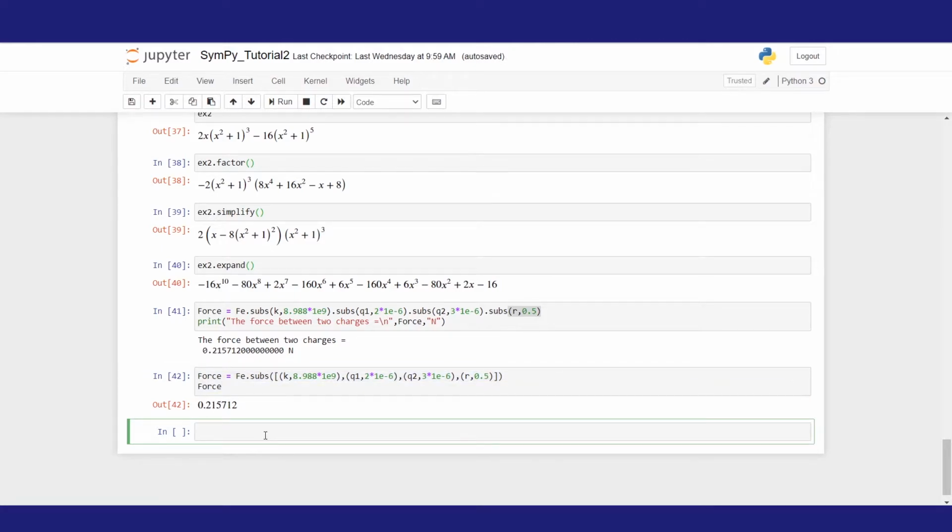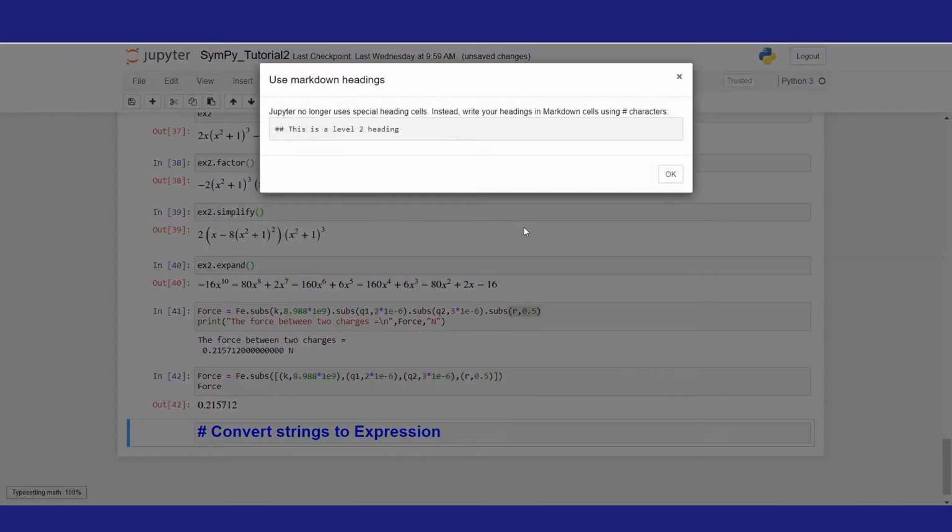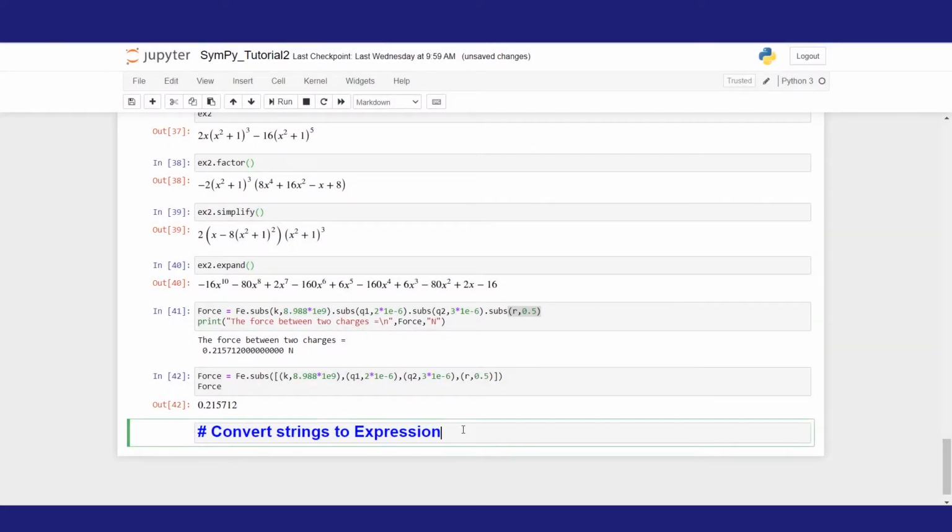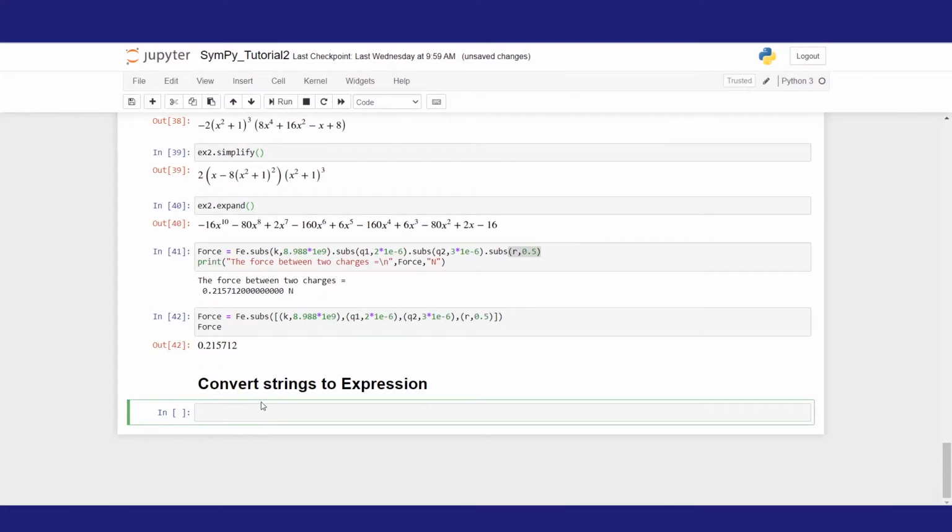Alright, so let's look at another part, how we can convert strings to expressions. SymPy has the ability to do that for us. If you have a string that is in terms of an expression, you can do that. Let's say we have string equals, and a string is always put in quotes. If you haven't watched my video on strings, again, please do that.